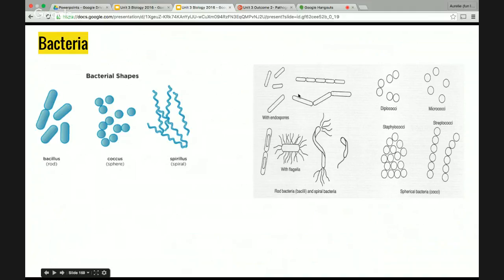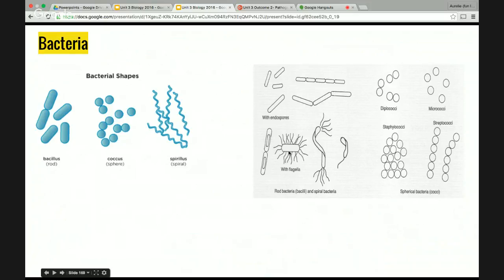Now, different species of bacteria arrange themselves differently. Here, when they are found in pairs, this is a diplococci. When they are just singular, it's a micrococci. When they form chains, they are streptococci. And when they form clusters, they are staphylococci. You see the same thing here with bacillus: microbacillus, streptobacillus.